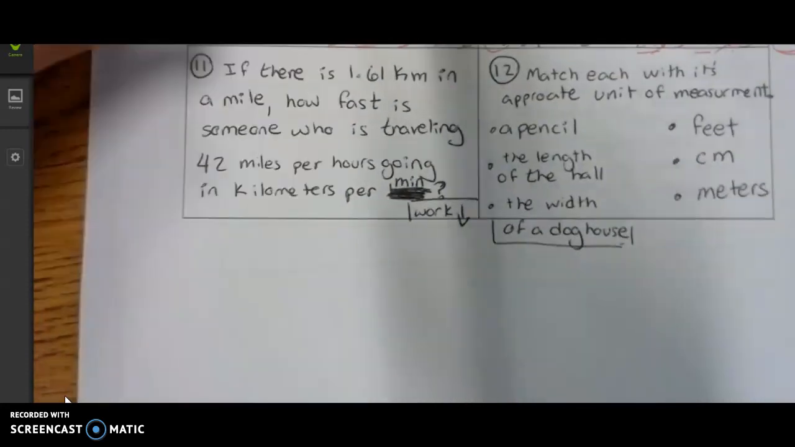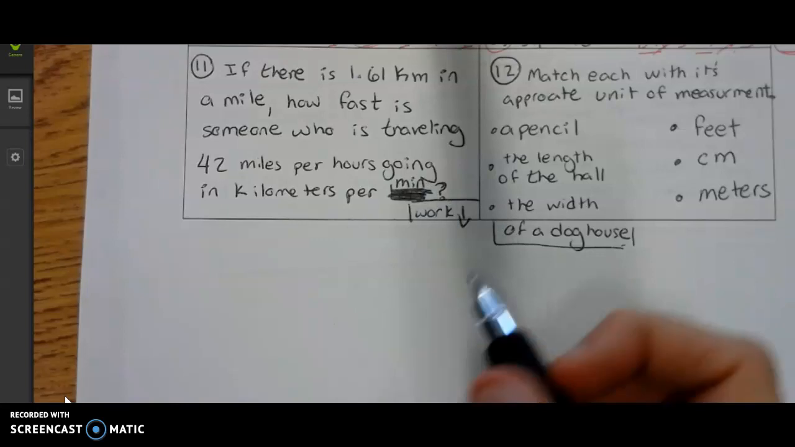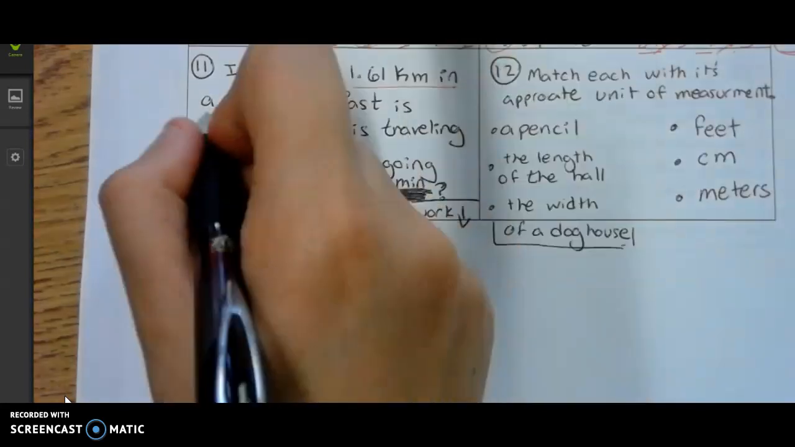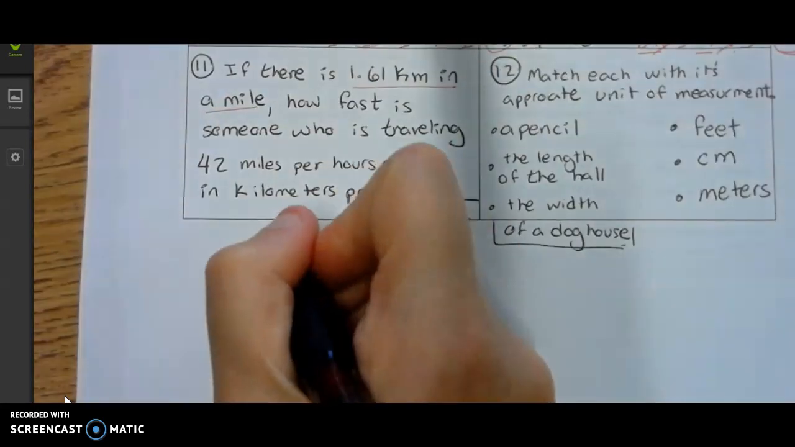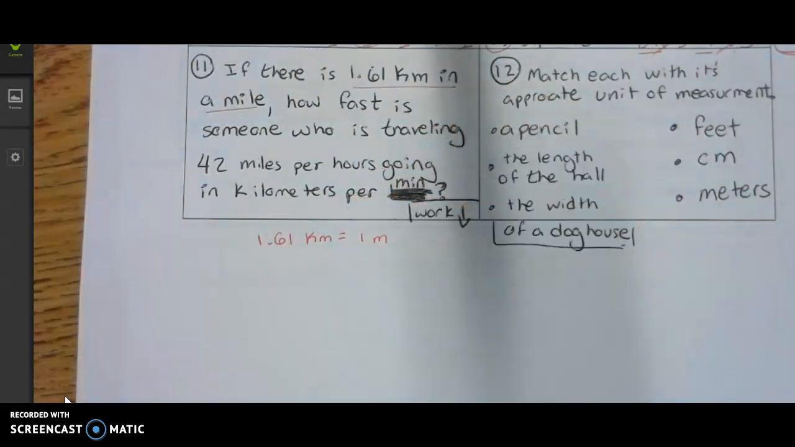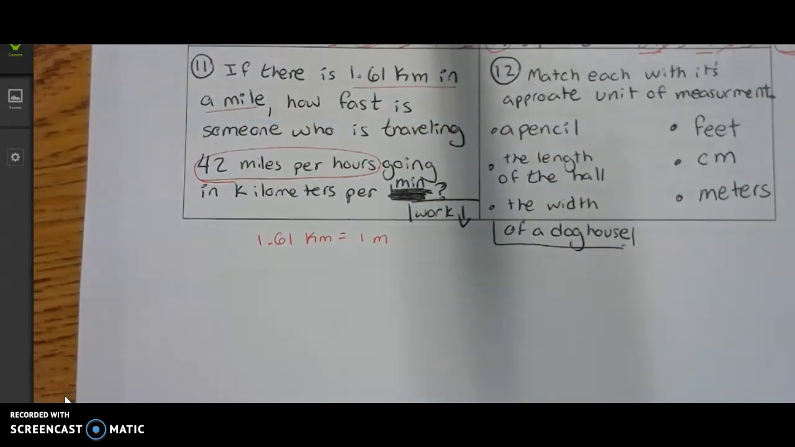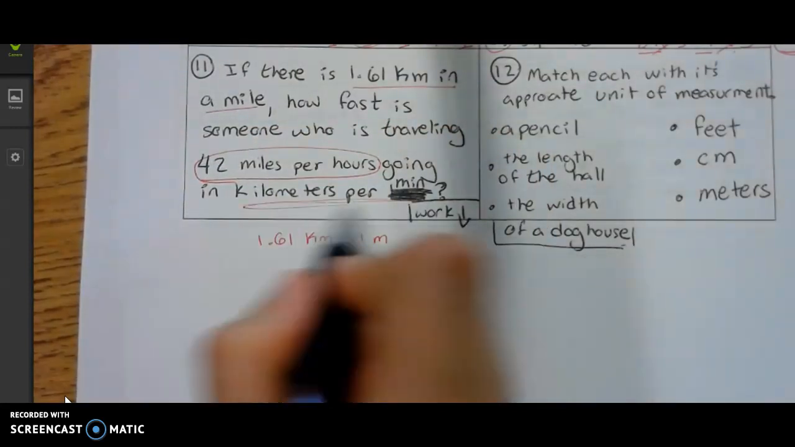Number 11. If there is 1.61 kilometers in a mile, how fast is someone traveling 42 miles per hour going in kilometers per minute? So first off, let's highlight what we need to know. We need to know that 1.61 kilometers is equal to 1 mile. And we know that we are starting with 42 miles per hour. And our answer is kilometers per minute.